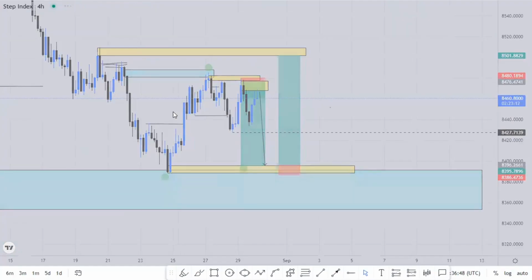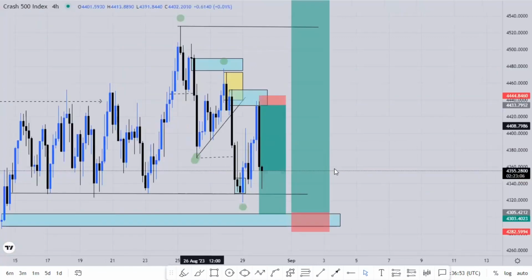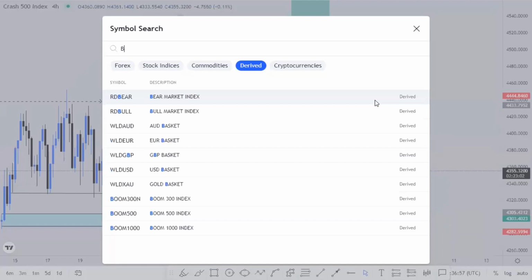So another trade that we took is Crash 500. We're currently in sales. We took sales there. We can talk about that now. So I'm going to talk about the high probability setups that I'm currently seeing now.